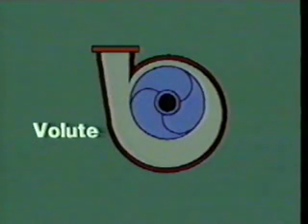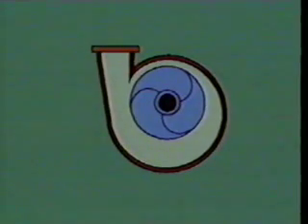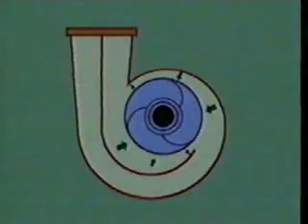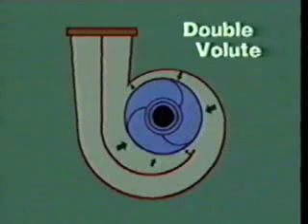Volute casings are either single or double. In the single type, the impeller and the volute are offset from each other to give room for the increasing size of the volute. But there can be a problem with this setup. Internal fluid action in the volute tends to set up unbalanced radial forces. To reduce those forces, some centrifugal pumps use a double volute casing.